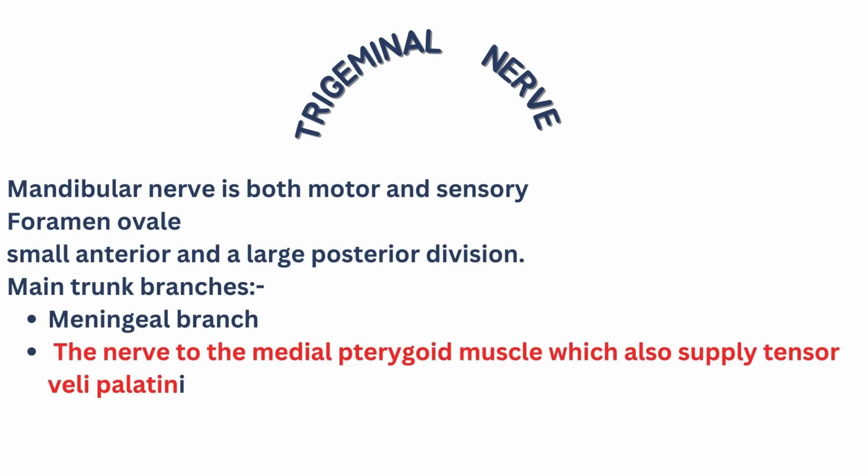The mandibular nerve, which is a branch of the trigeminal nerve, is both motor and sensory. It emerges from the foramen ovale. It has a small anterior and a large posterior division, and its main trunk branches include the meningeal branch and the nerve to the medial pterygoid muscle, which also supplies the tensor veli palatini. So the nerve supply of the tensor veli palatini is the mandibular division of the trigeminal nerve.